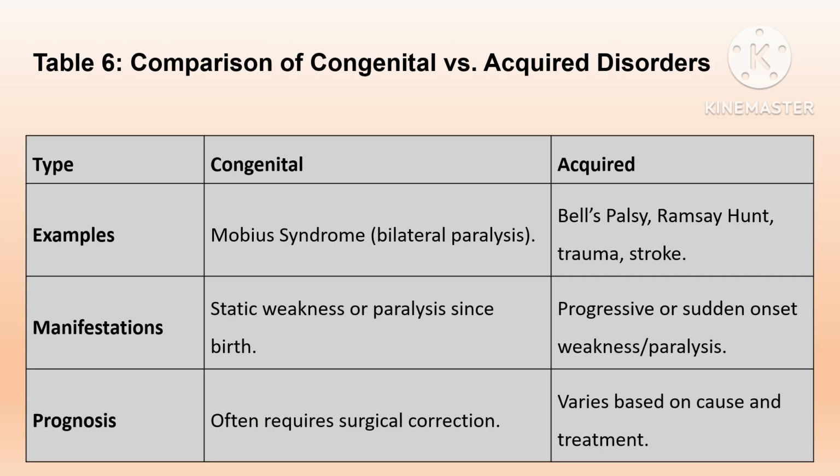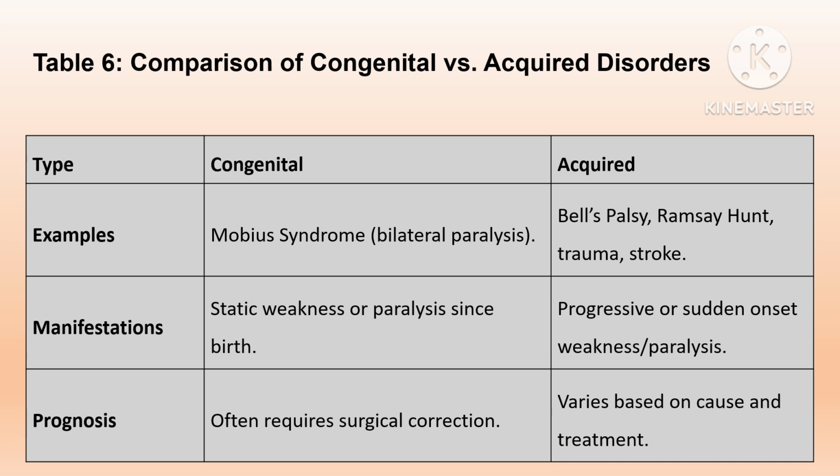In case where the facial nerve problem is of congenital origin, like Mobius syndrome, then the weakness in the face is present from birth. While in acquired cases, conditions like Bell's palsy happen later due to factors like infection, trauma, or stroke.